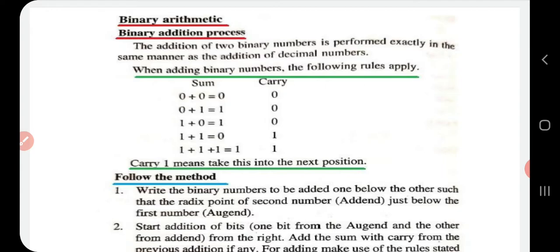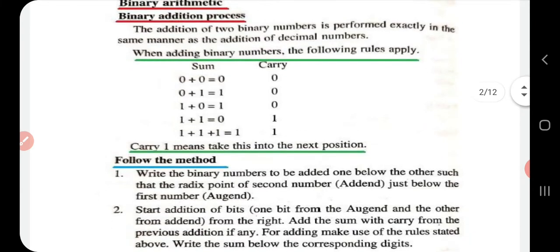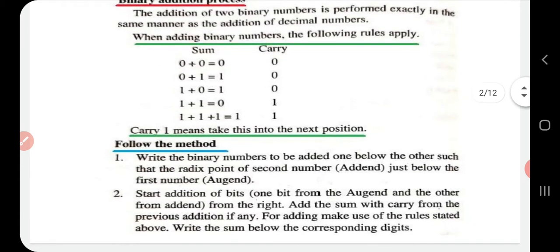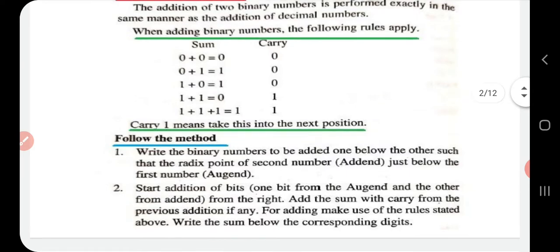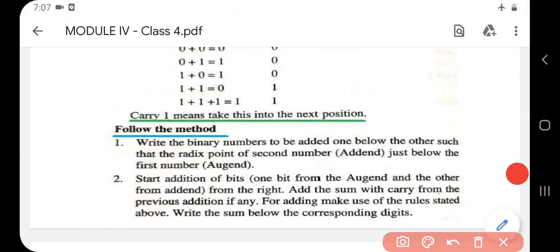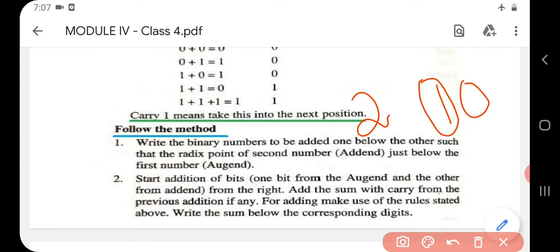That is 0 plus 0 is 0 and there is no carry. 0 plus 1 is 1. There is no carry. 1 plus 0 is again 1. There is no carry. 1 plus 1, actually 1 plus 1 is actually 2, so in binary we write it as 10. So this 1 will be taken as carry and 0 will be written here. So 1 plus 1 is taken as 0 with a carry 1.